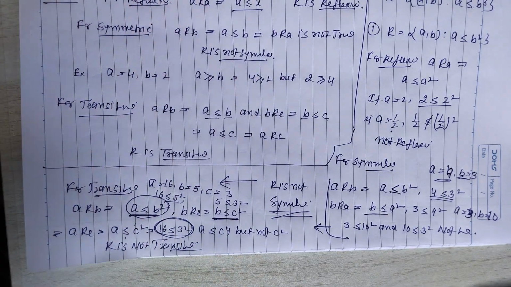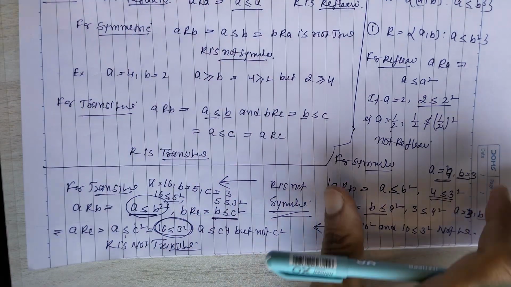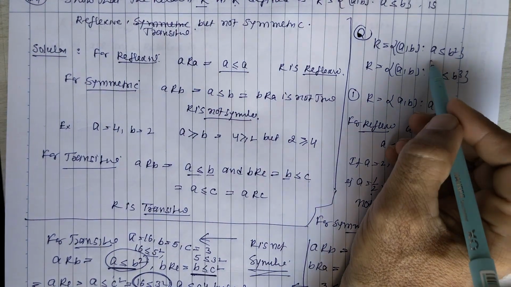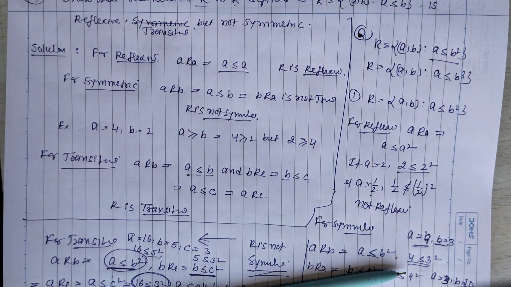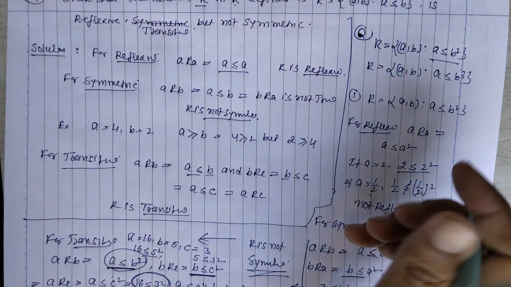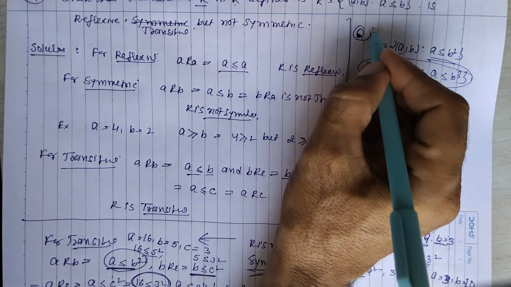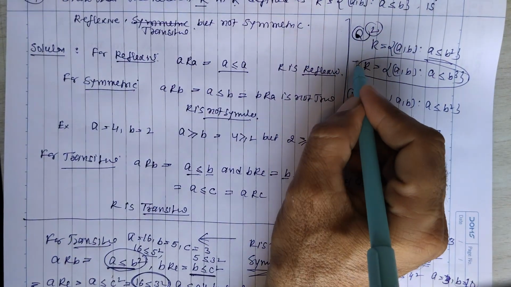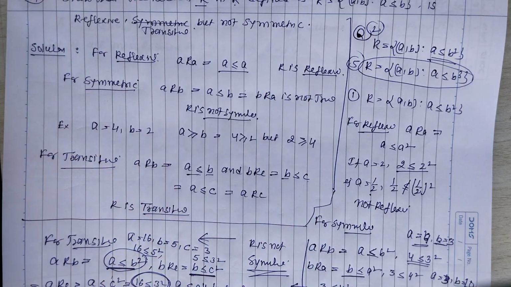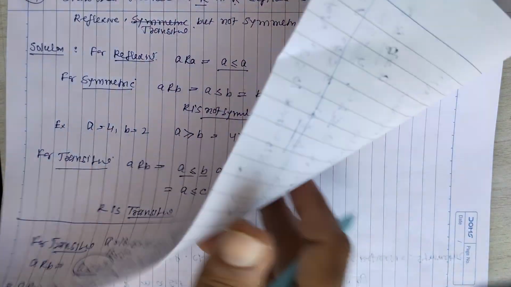So this relation, a is smaller than or equal to b², is not reflexive, not symmetric, not transitive. Similarly, you can prove the other relation. It is also from the NCERT. That was the NCERT second question and this is the NCERT fifth question. Okay, so let us move to the next one.